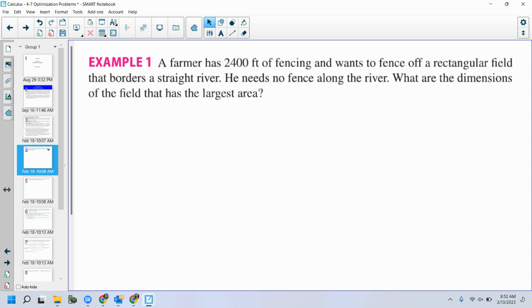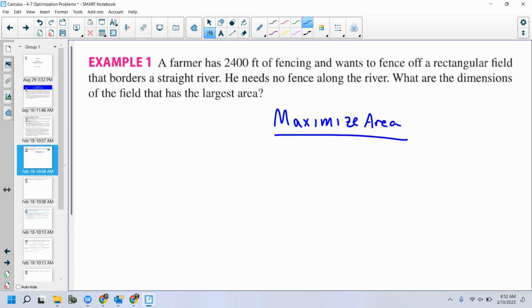So the first thing that I like to do is figure out the function that needs to be maximized or minimized. What do I need to maximize here? The area, right? So I always make note to myself and say, okay, I want to maximize area. Sometimes that is a very difficult task to figure out. What am I trying to maximize or minimize?